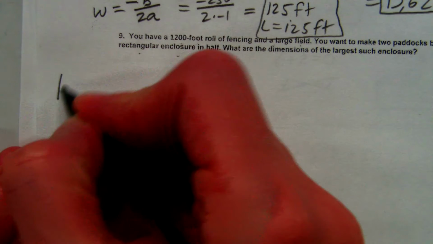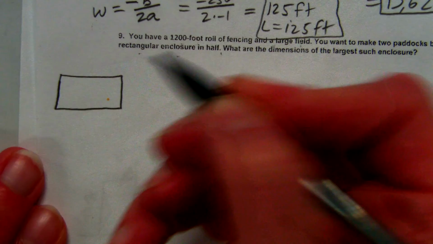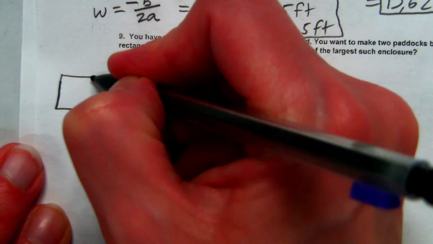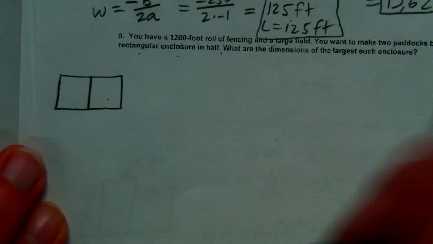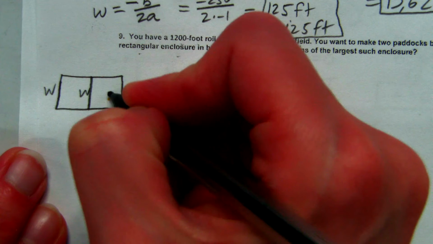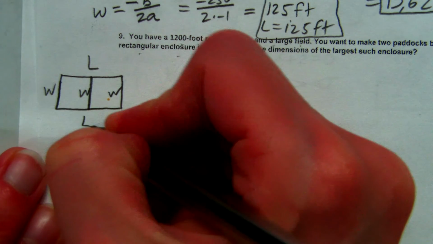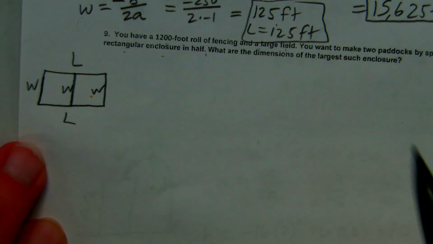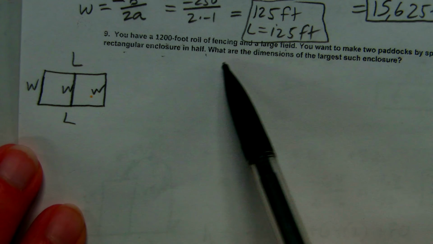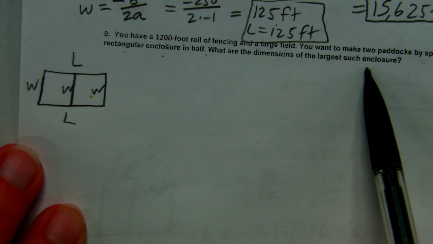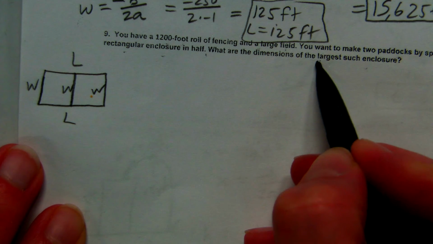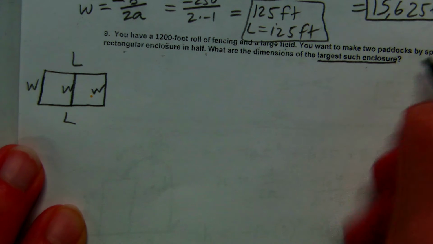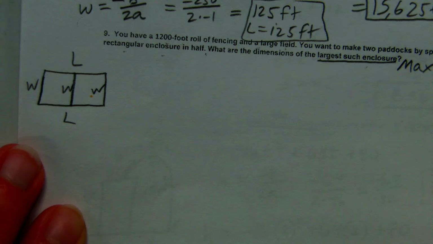So if we draw our little rectangle, I'm going to do that kind of off to the side here. We are going to have fencing all the way around the outside and then a fence in the middle to split it in half. Okay? So that means I'm going to have 3 widths and 2 lengths. Okay? If we're thinking about it that way. So, we want to make the largest enclosure that we can. That's another way of saying that they're looking for the maximum.